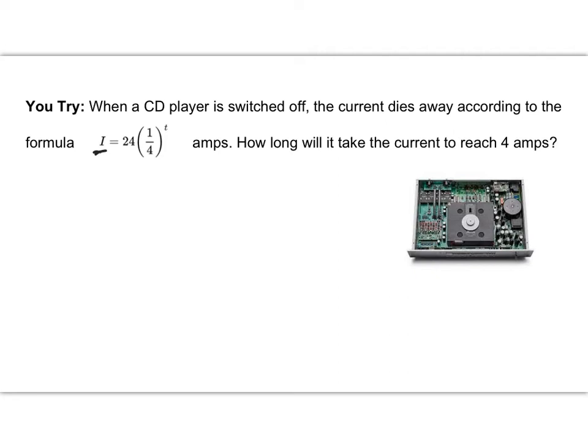Okay, so we want to know when it reaches 4 amps. All right, easy. I'm going to undo the 24 from both sides first. And I get 1/6 is equal to 0.25 to the t. And I'm going to take the log of both sides.